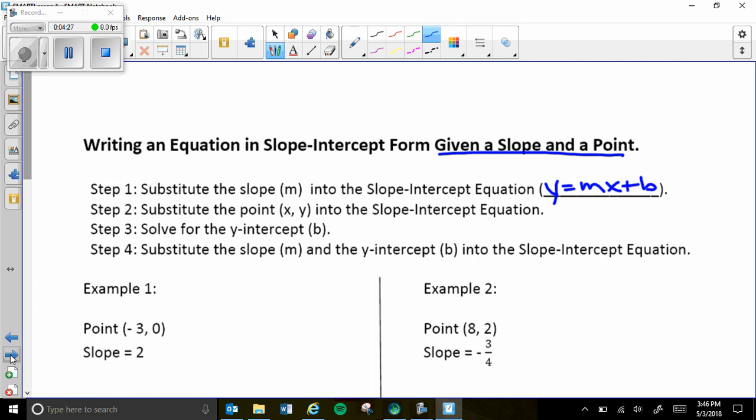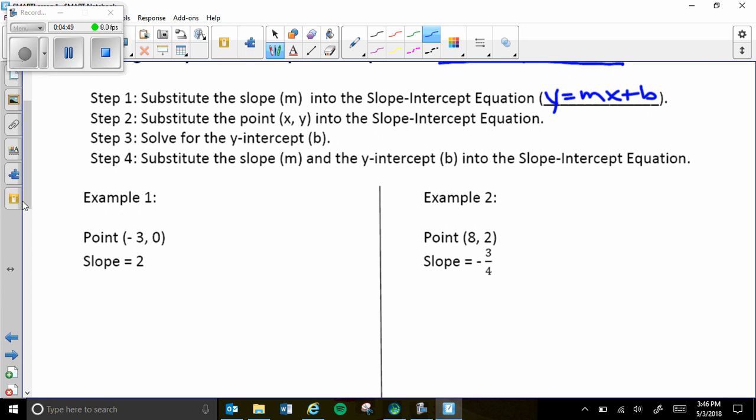Then we're going to substitute the point that they give us. Remember, it's always an x, y ordered pair, into the slope-intercept equation. Solve for the y-intercept. Substitute the slope and the y-intercept into the slope-intercept equation. I know that's a lot. There are quite a few steps there. We're going to break it down going over this example.